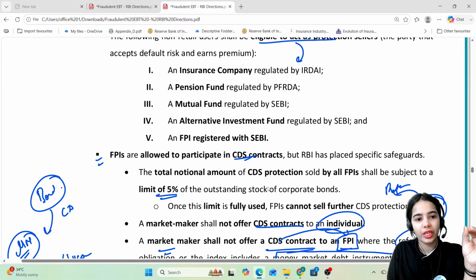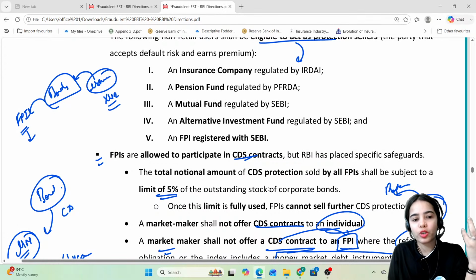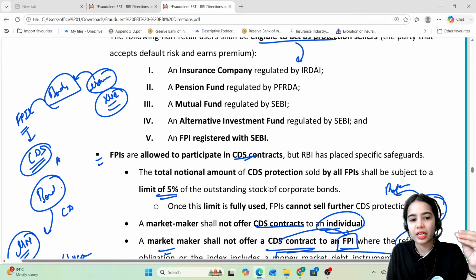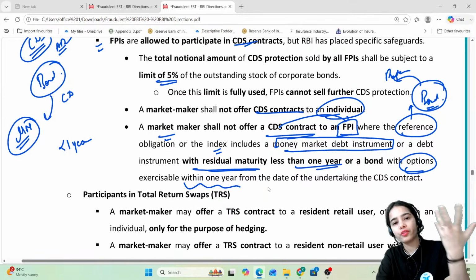So basically, let's say the FPI has purchased a bond and has invested in the bond. Now they are afraid: what if the issuer defaults? What if the company that has issued the bond defaults? So the FPI wants to have the credit default swap, so that if the issuer defaults, if the company defaults, then the other party has to pay the default amount. Okay, so this is the idea of the credit default swap.